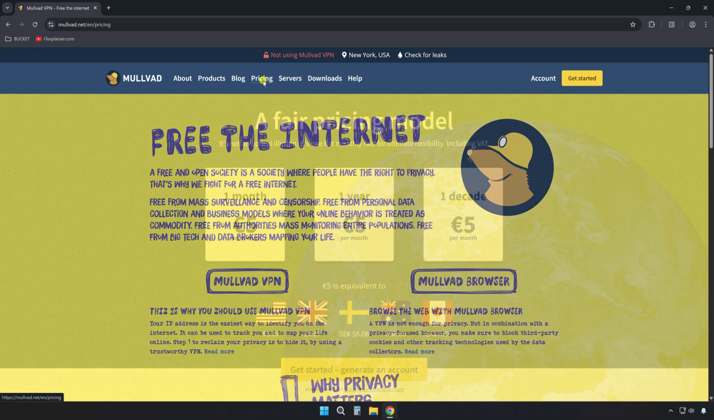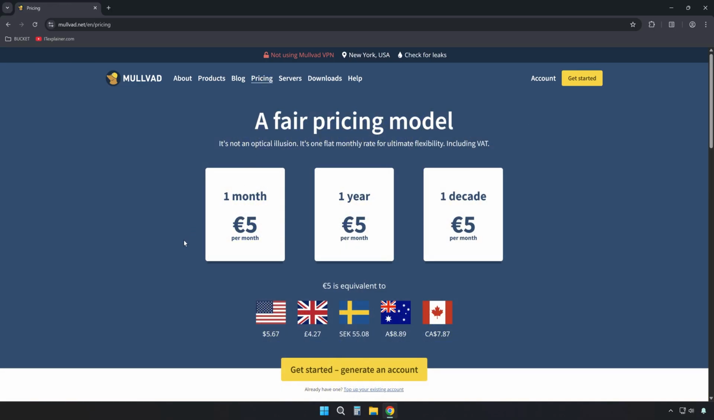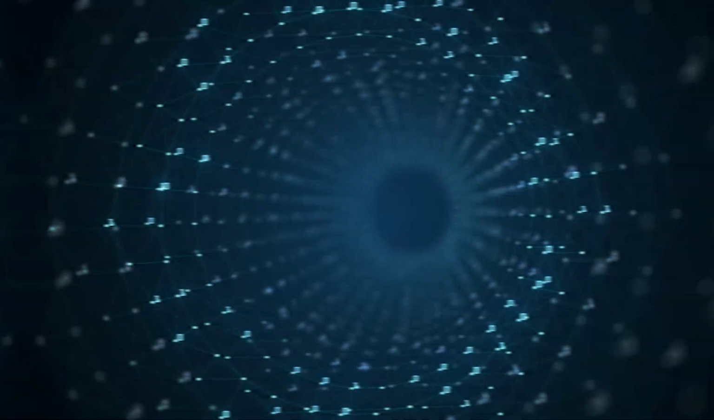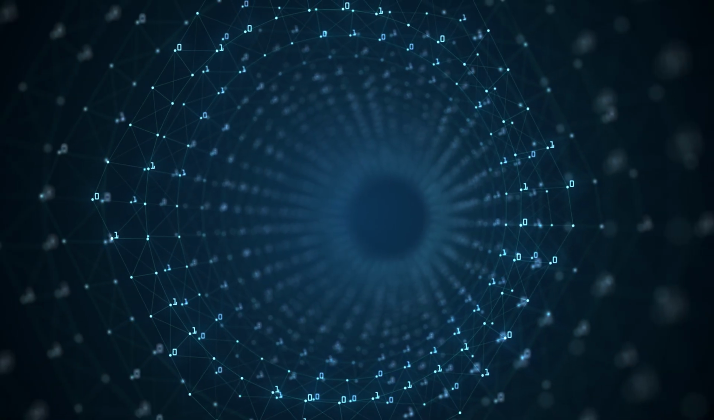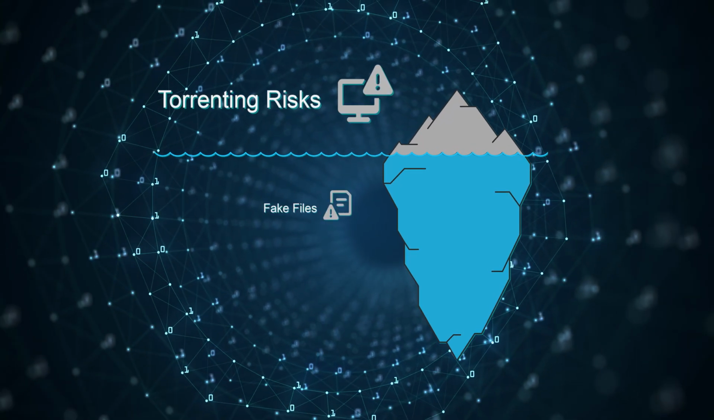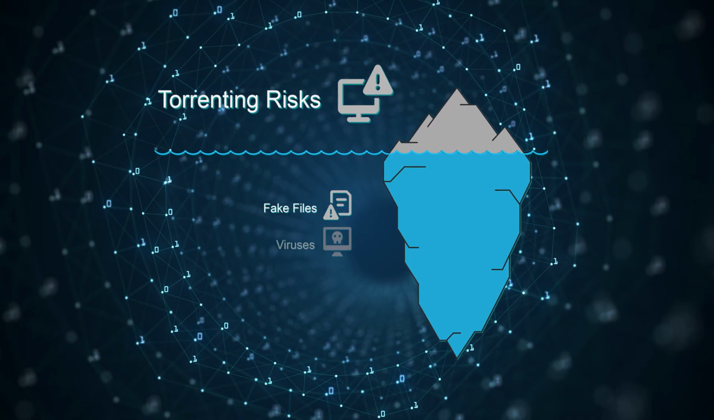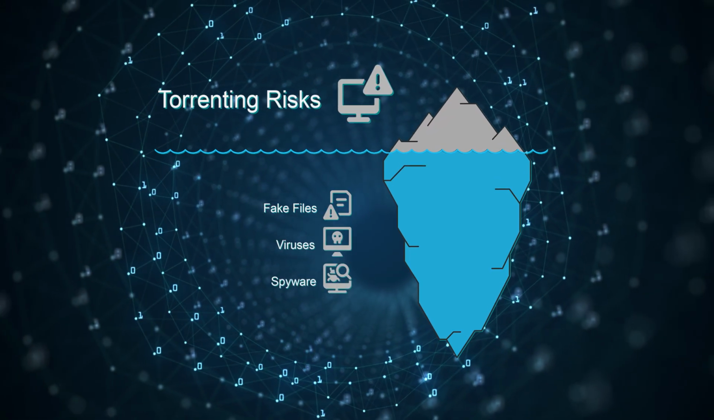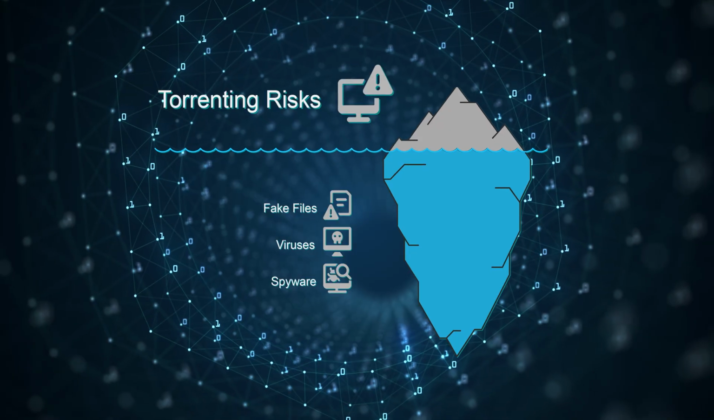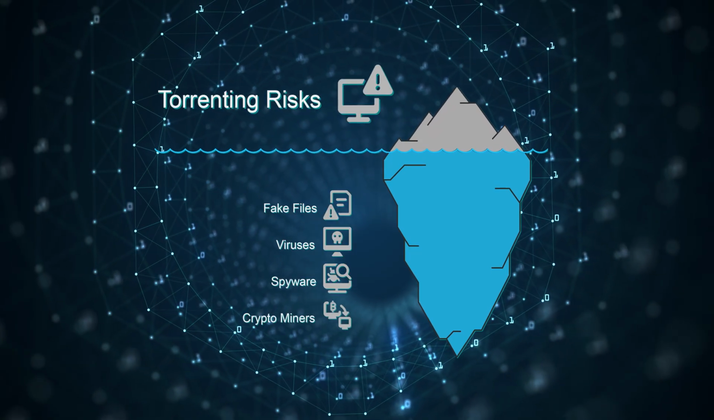It's privacy focused, doesn't ask for personal info, and just works without bloat. Now, even if you're using a VPN and sticking to torrents, there's another risk: fake files. You might think you're downloading a new movie or game, but instead you get a virus, spyware, or something that secretly drains your computer's power, like a crypto miner. So how do you stay safe?